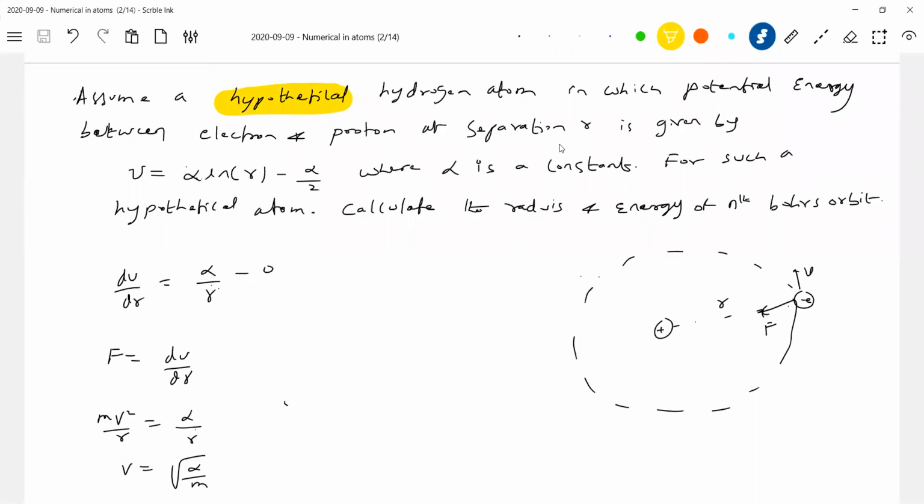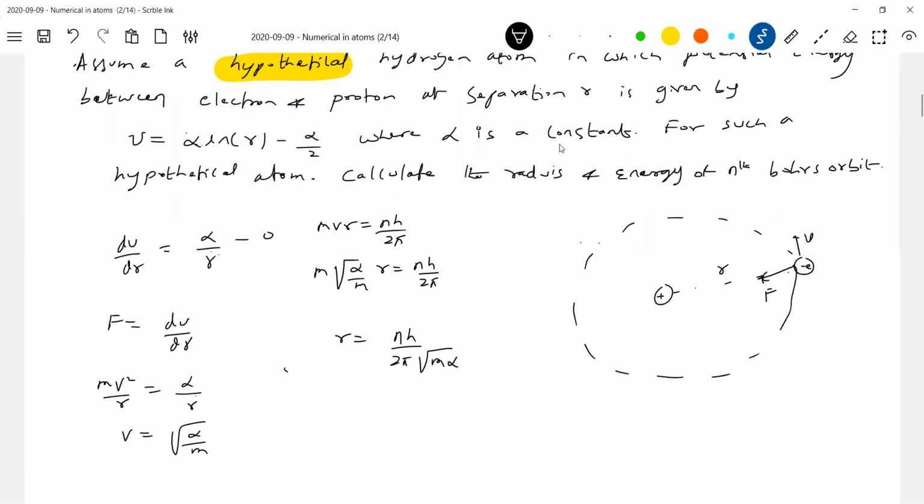No, we got V. After getting V, both postulates say m v r equal to n h by 2 pi. We know V. V is root of alpha by m, r equal to n h by 2 pi. So what is the radius? This one will be n h by 2 pi m root alpha by m. There's an expression for the radius of the nth Bohr orbit.